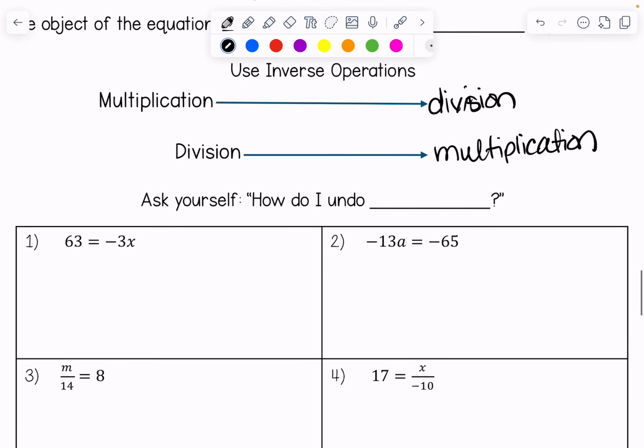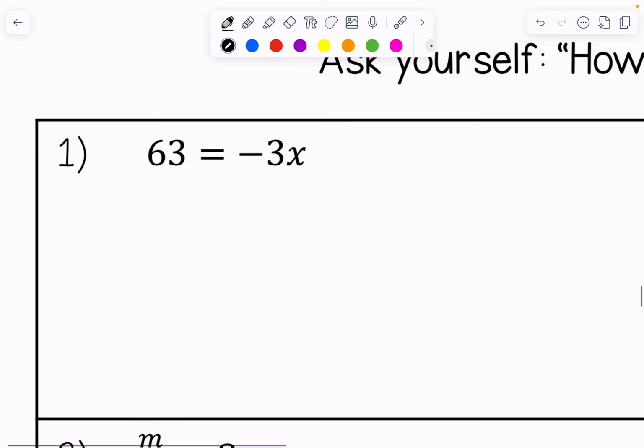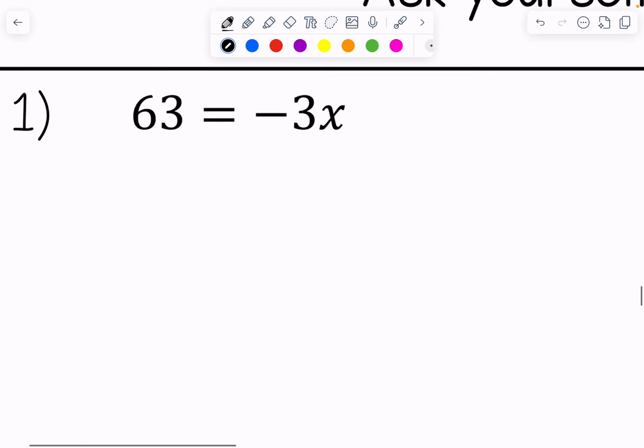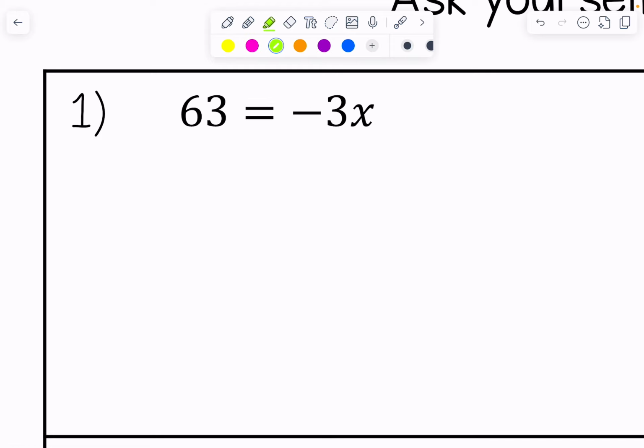So we'll look at a couple here as well. So here I have 63 is equal to -3x. So the very first thing you need to do, we want to find that variable. Now this one's a little trickier. We need to remember what this means when we have a number right next to a variable. So when we have a coefficient in front of a variable, this is representing the operation of multiplication. So x is being multiplied by -3, so I want to undo that.